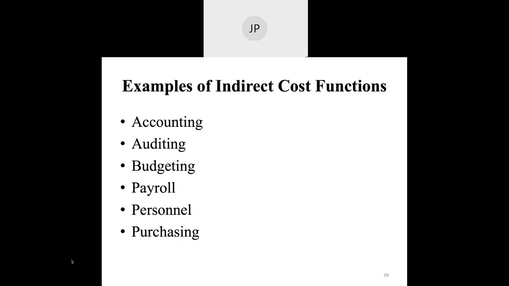Some examples of indirect cost functions include your accounting services, auditing services, budgeting, payroll, personnel, and purchasing. And again, these are just examples, but if you have an accountant that's solely for the ESSER III program, then that person would be a direct cost. But an accountant that handles several different programs would be an example of an indirect cost.